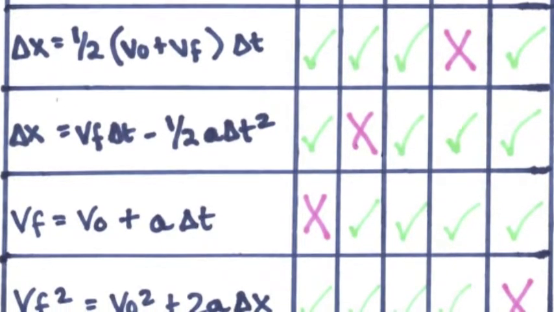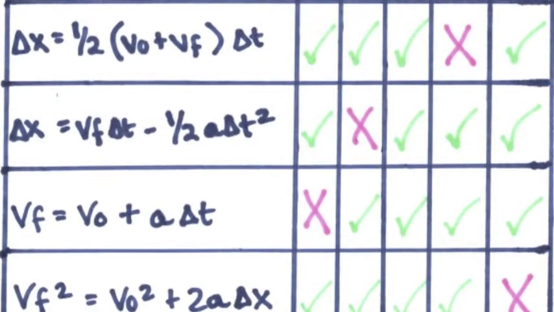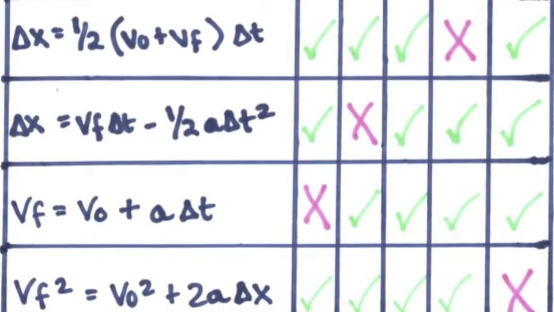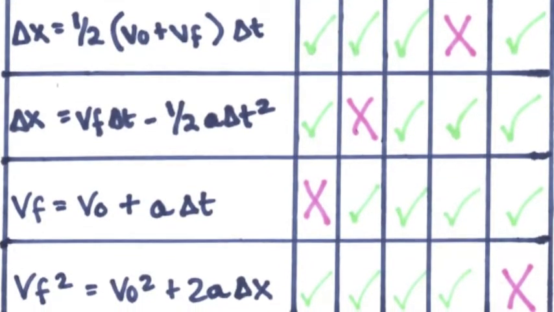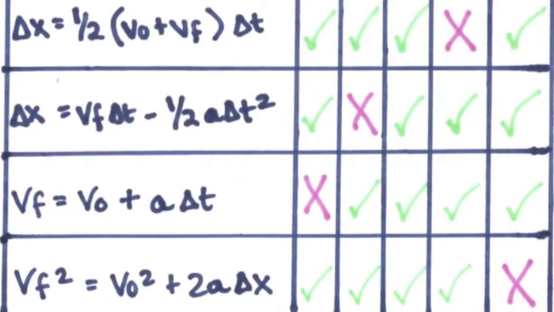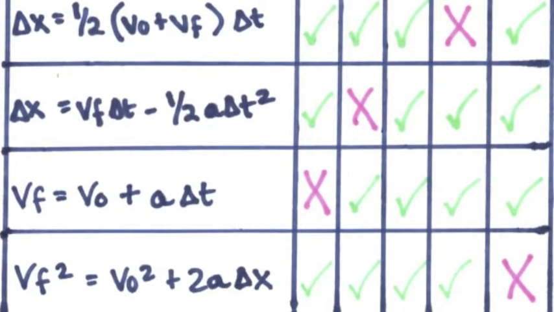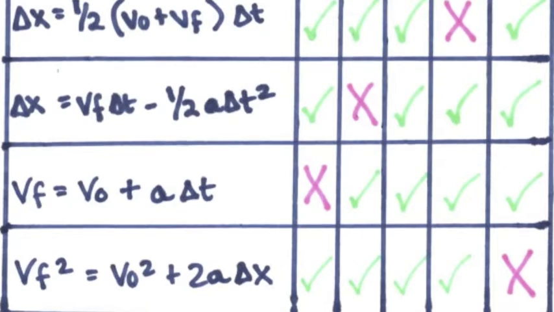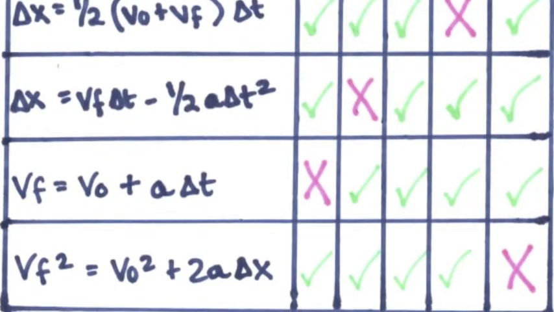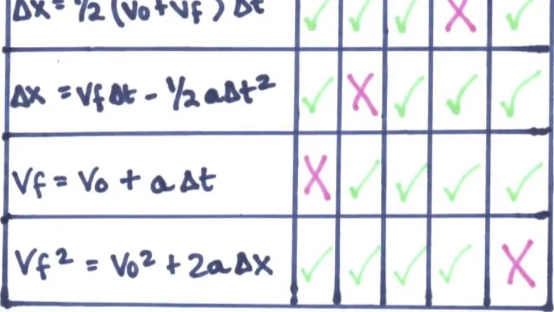And last but not least, if he doesn't want to find delta t, he can use vf squared equals v initial squared plus 2 acceleration times delta x. Any of these equations are great, but if he wants to save Steve, he better hurry up.